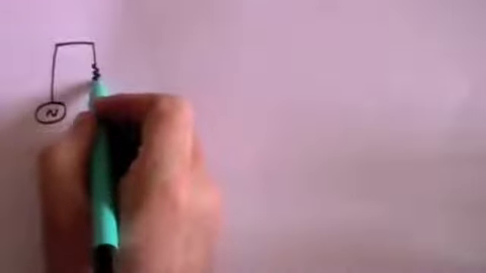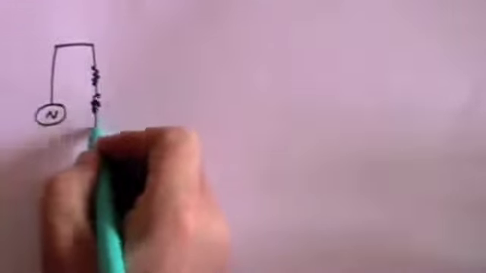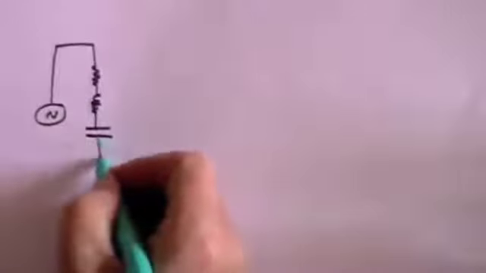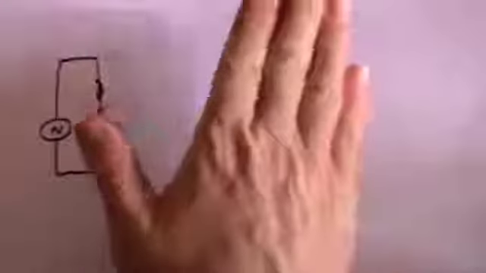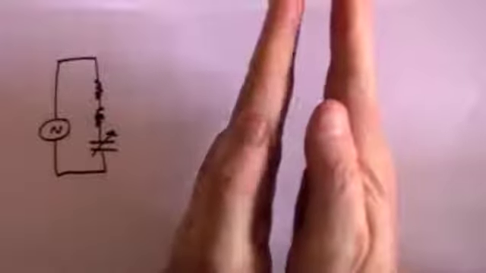So what you've got is what's called an LRC circuit. So we're going to have an alternating current supply going through a resistor, an inductor, and a capacitor. And usually we make that a variable capacitor. And the way you make a capacitor variable is you've got two plates. I'm using my hands to represent the two plates of the capacitor.